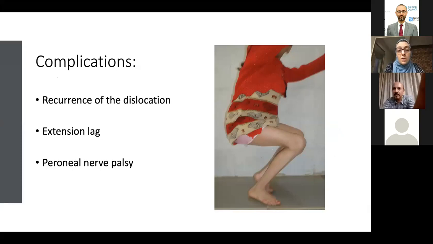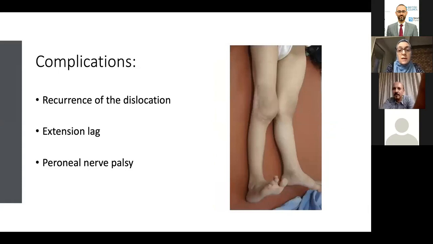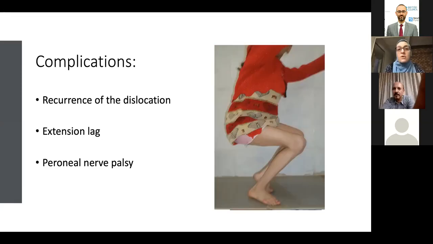to peroneal nerve palsy. This is the same girl I showed in the previous slides a few months after her surgery. And this is her with flexion just over 90 degrees, which is functional in her case. She had a fixed flexion deformity, now she does not, and generally she's happy and well satisfied.